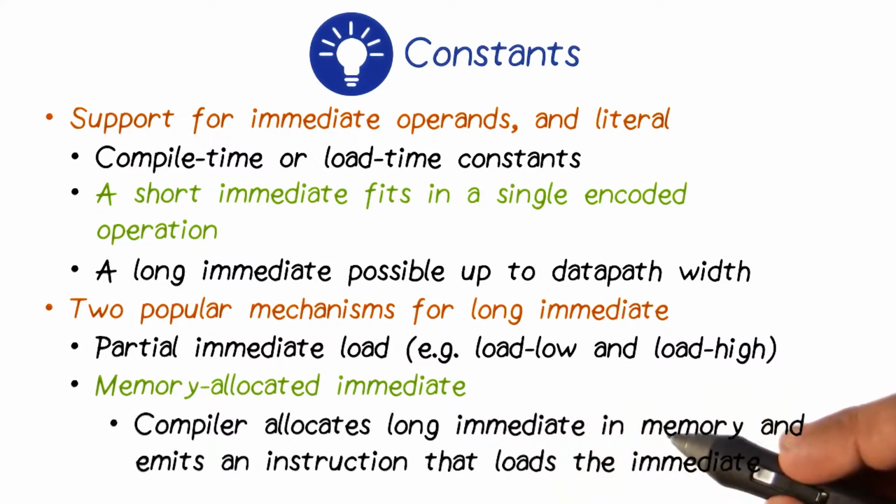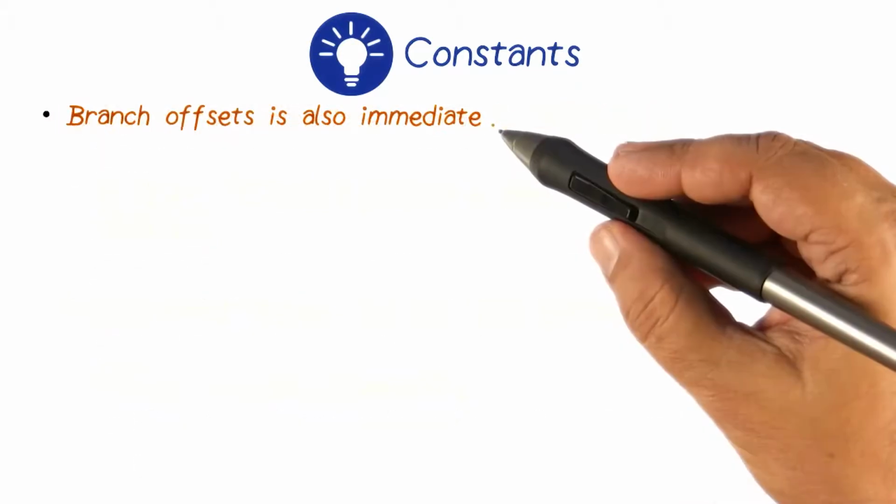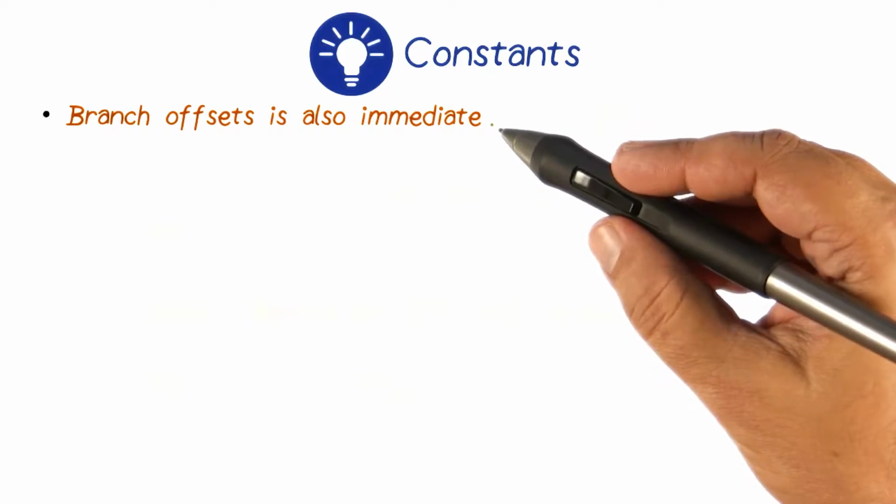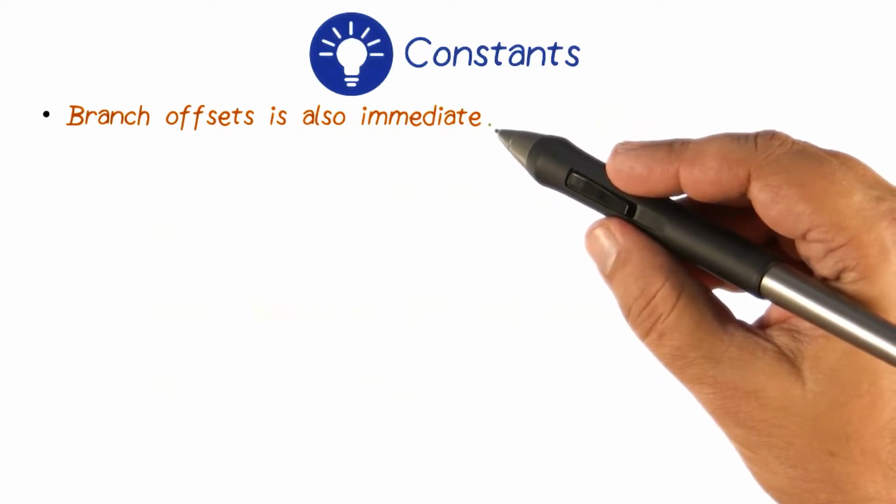How does the memory allocated mode work? Well, the compiler allocates the long immediate operand in memory and then loads those operands through an instruction. So the operand is not really a part of an instruction, but it is loaded as though it is some data value which resides in the memory. So what are the other kinds of constants that could come as a part of instructions? Many of them could be values, as we saw, which are used through immediate addressing mode, but that's not all.